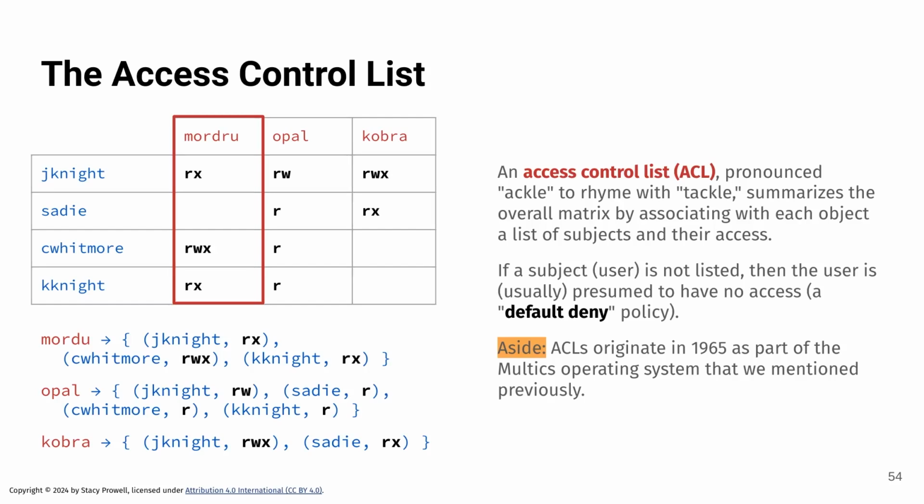We do the same thing for Opal, same thing for Cobra. ACLs are associated with the particular object. And ACLs originate in 1965. This is old stuff. Remember we mentioned Multics and the Orange Book a while back? Access control lists originate in Multics.